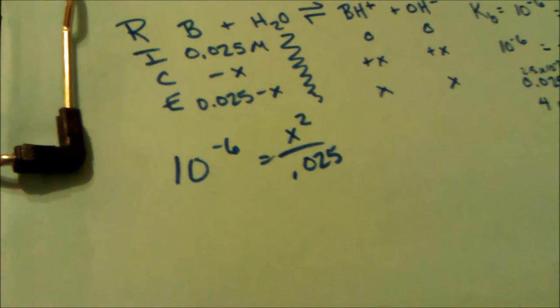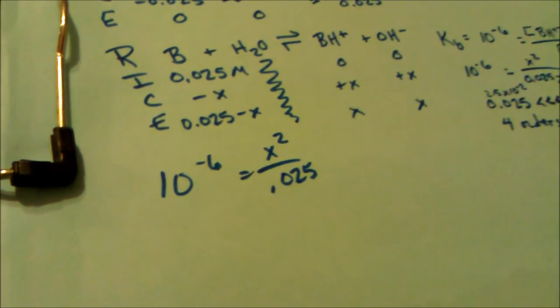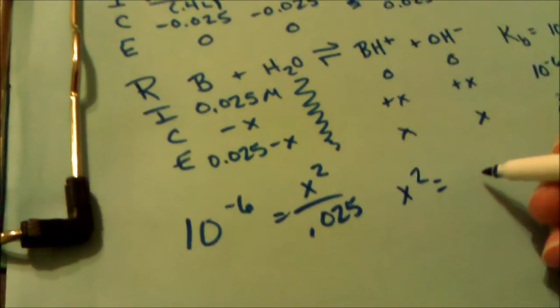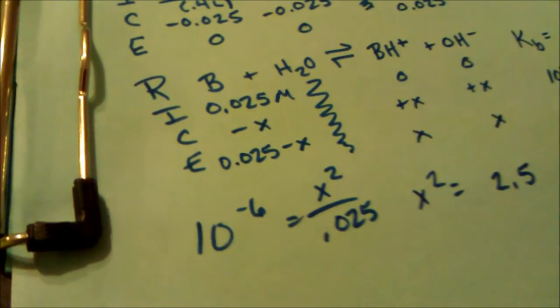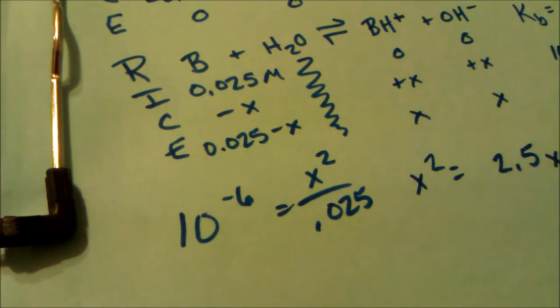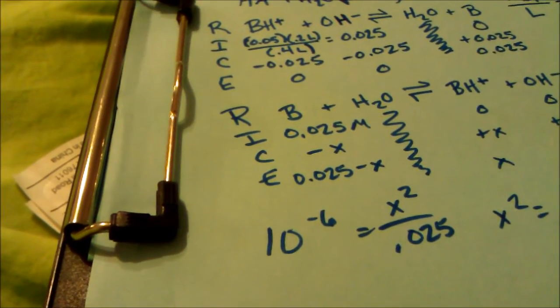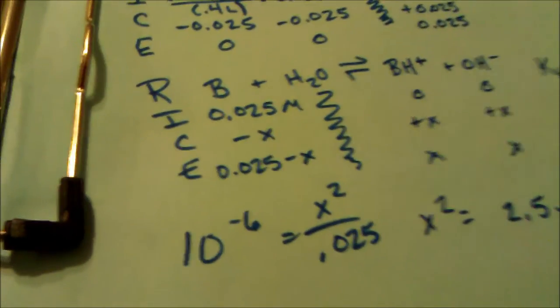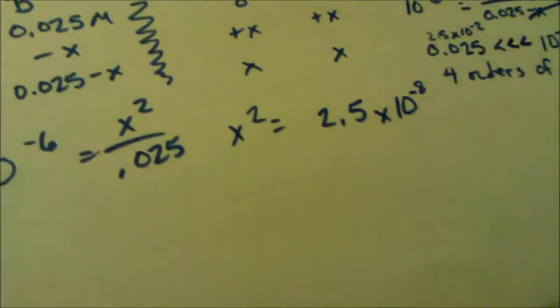Anyway, moving right along. I'm going to move down here. 10 to the negative 6 then is equal to x squared over 0.025. If we multiply both sides by 0.025, then we end up with x squared is equal to 2.5 times 10 to the negative 8, I believe. 1, 2, 3, 4, 5, 6, 7, yeah, 8. Counting zeros, fun. Okay. 10 to the negative 8.